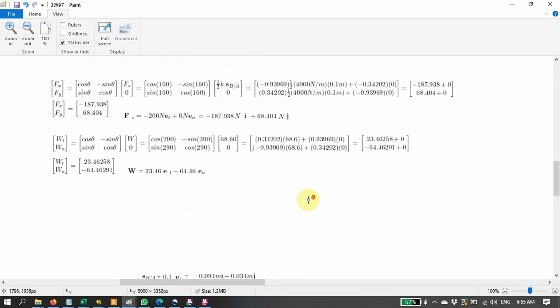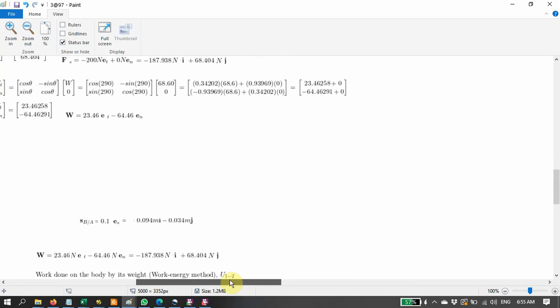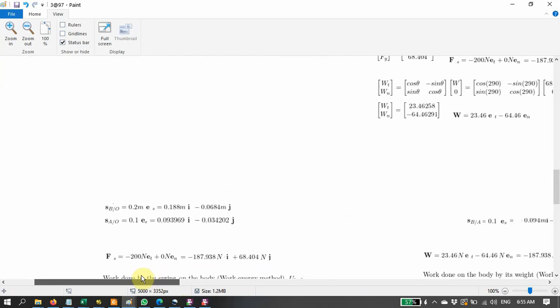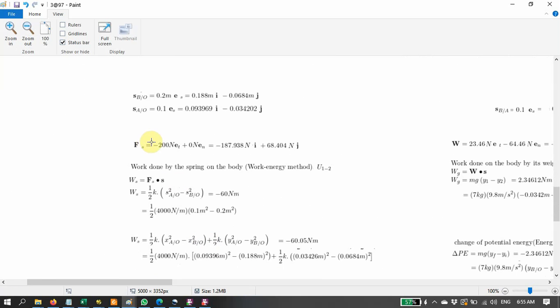And then we look at the force, right? So in order for us to evaluate the force, we need this information: the position vector for B and the position vector for A relative to O, right? So this is the expression of force F. We define it in terms of the N and T coordinate system and in the rectangular coordinate system.